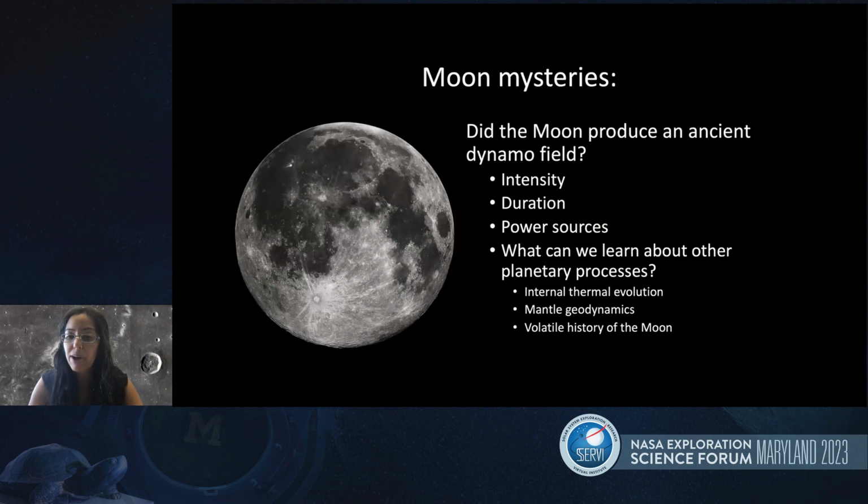And the reason we care about this is that planetary magnetism can shed light into a range of other planetary processes, such as the internal thermal evolution and heat loss of the moon, mantle geodynamics of the moon, and potentially even the volatile history of the moon, since magnetic fields can control the escape of certain species.